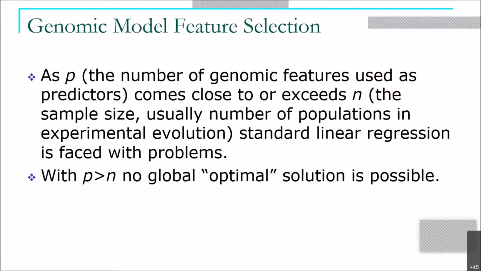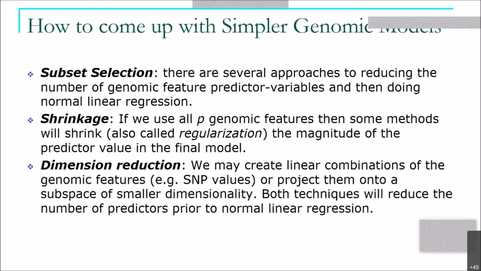If you want to study a problem where p is much greater than n, there are no global optimal solutions for analysis, such as characterized conventional analysis of variance or multivariate linear regression, or any of the other what I call GLM, or generalized linear model, techniques that we used to use back when I was a young person. So we have to look at the modern generation of machine learning techniques to cope with our p greater than n problem. And fundamentally, what we're trying to do is simplify our genomic models.